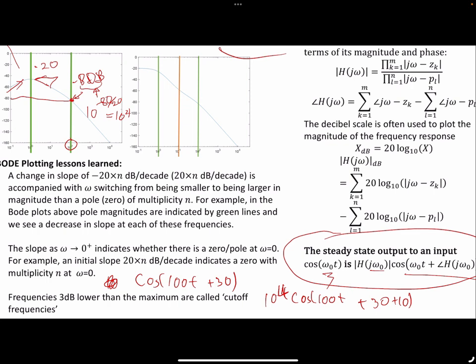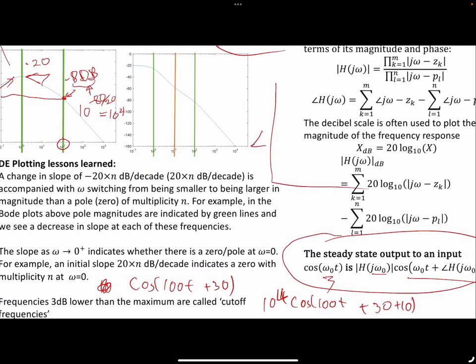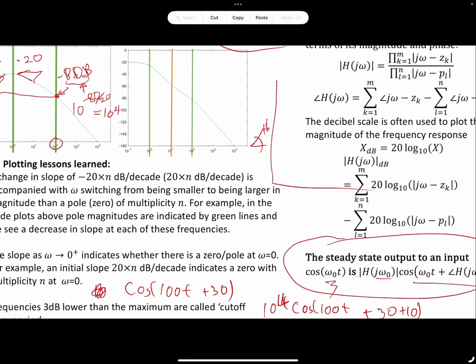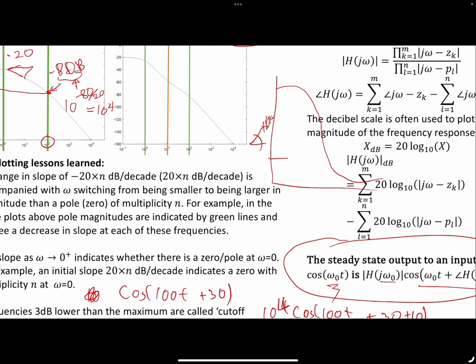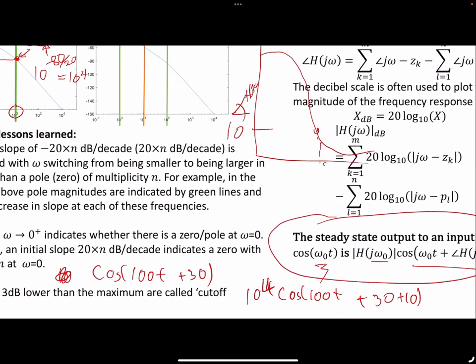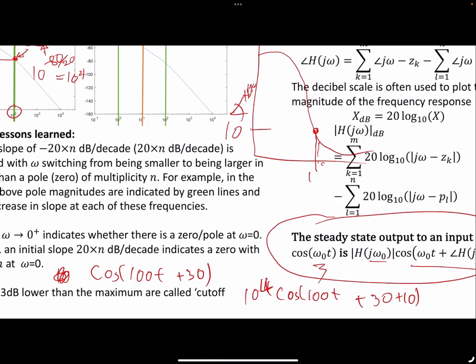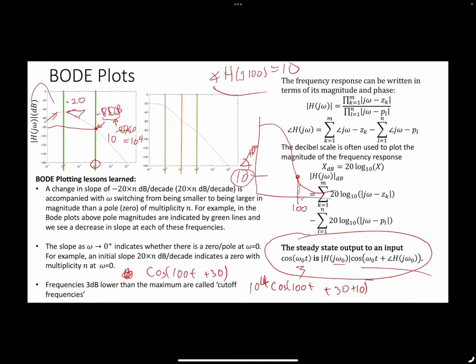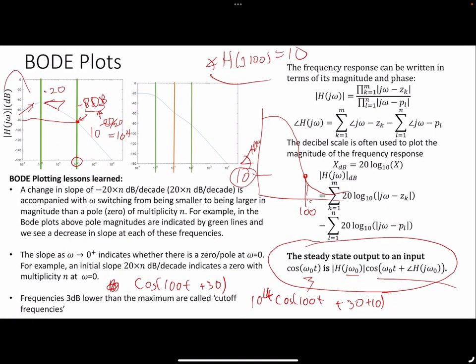Now, if I had given you a plot of the angle, and it looks something like this, and here at 100 it's at 10 degrees, then you would have just read the 10 degrees, and that's what you would have written there. Okay, cool.